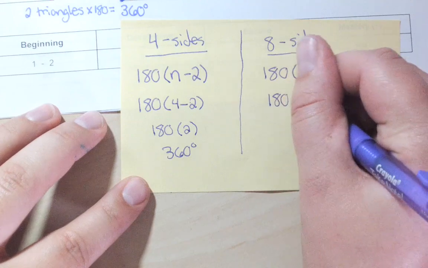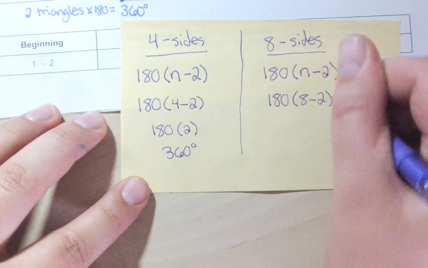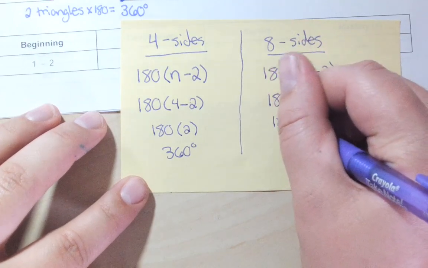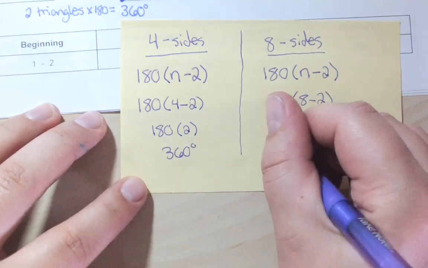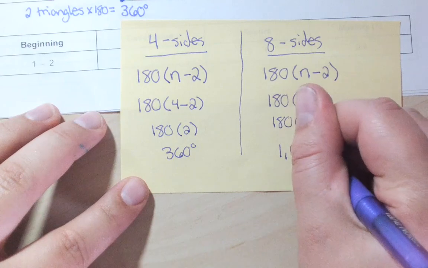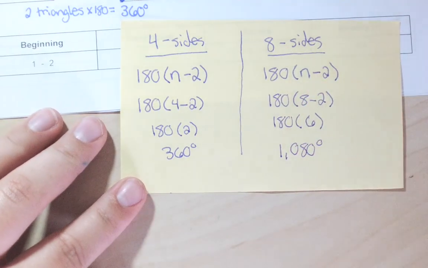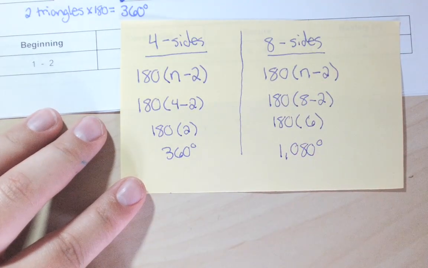When I do that, I have 8 minus 2, and using my order of operations, that's the first part I calculate, I still get 1,080 degrees. And that's how you find the angle sum of any polygon.